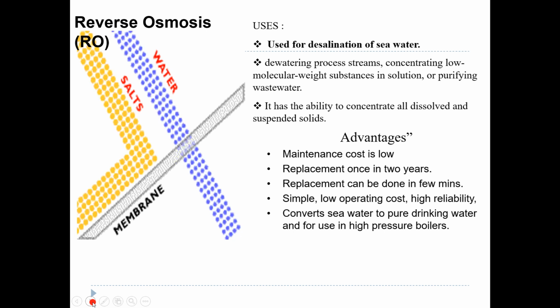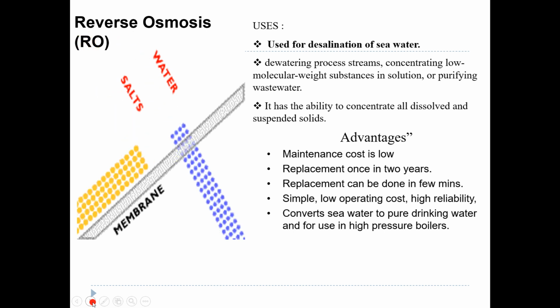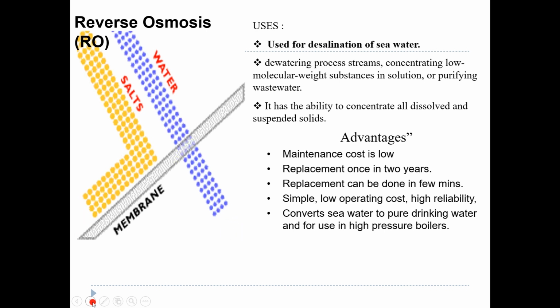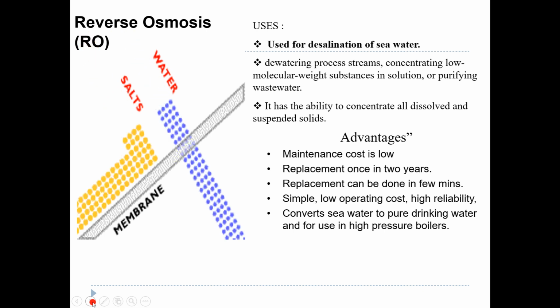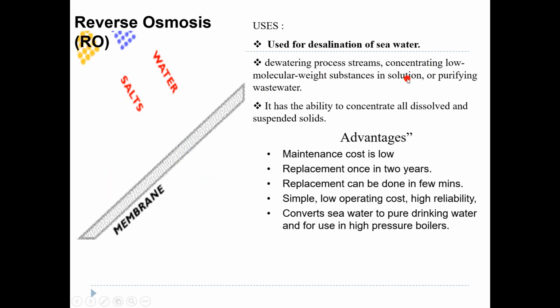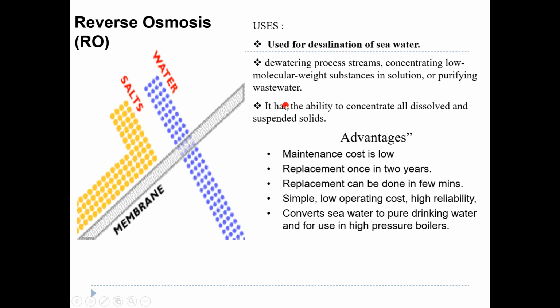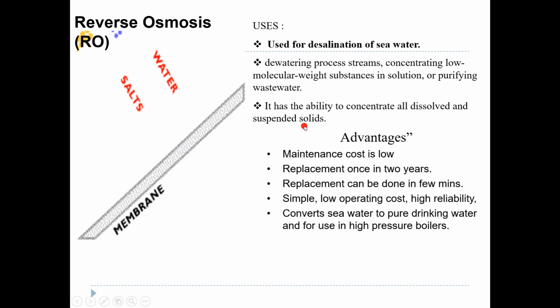So what is the use of reverse osmosis? The most important use of reverse osmosis is desalination of seawater. Your seawater contains so many salts, bacteria, viruses. All these can be separated by reverse osmosis. It's like converting seawater into fresh water, capable of drinking. Apart from that, you can concentrate low molecular weight substances in the solution, because you are removing water, so you're concentrating the solution. You can also purify wastewater. It has the ability to concentrate all dissolved and suspended solids, because you are removing water from these solids.